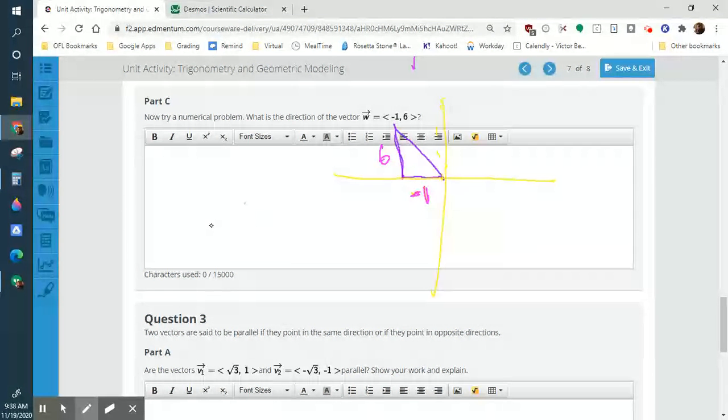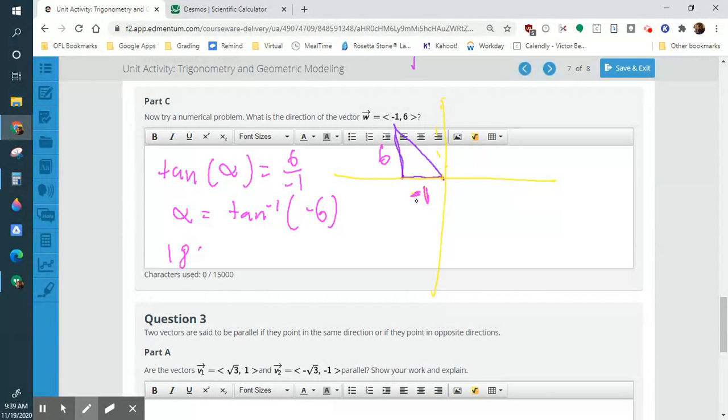In order to solve this, I'm going to say tangent of alpha, because it's in the wrong quadrant, equals 6 over -1. So alpha equals tangent inverse of -6. I just did 6 divided by -1. Once I figure out what my alpha is, it's in quadrant 2, so I have to do 180 minus my alpha. Whatever I get for alpha is equal to my theta, and that will give me my answer.